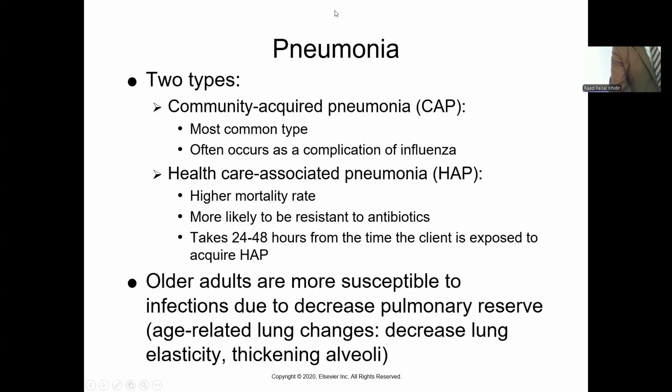Now we're going to infections. So pneumonia, there's two types. There's community-acquired pneumonia, known as CAP, and there's healthcare-associated pneumonia, known as HAP, H-A-P. Let's begin with CAP. Community-acquired pneumonia is the most common type, and it often occurs after being preceded by influenza. So a patient that had influenza and then had pneumonia, it's community acquired. Healthcare-associated has a very high mortality rate and is more likely to be resistant to antibiotics.